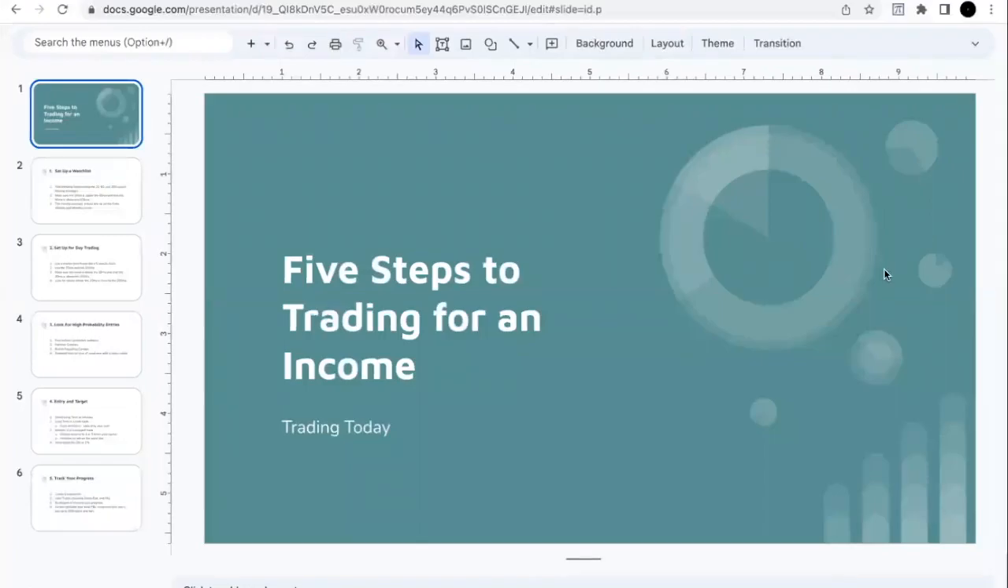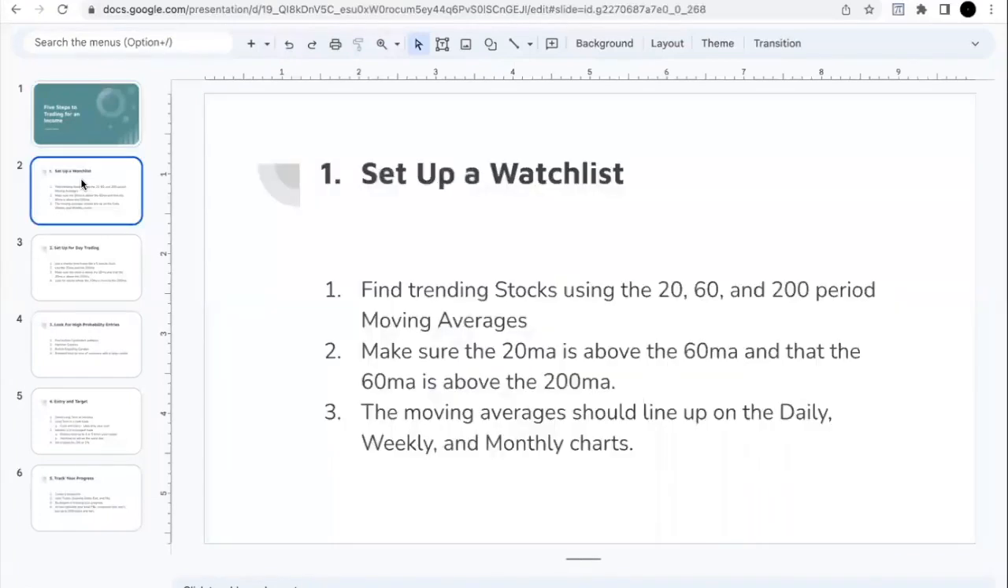Hello, everyone. I'm going to share with you today 5 steps to trading for an income. And here are the main 5 steps. I'll mention them quickly, and then I'll go through them one by one in detail.